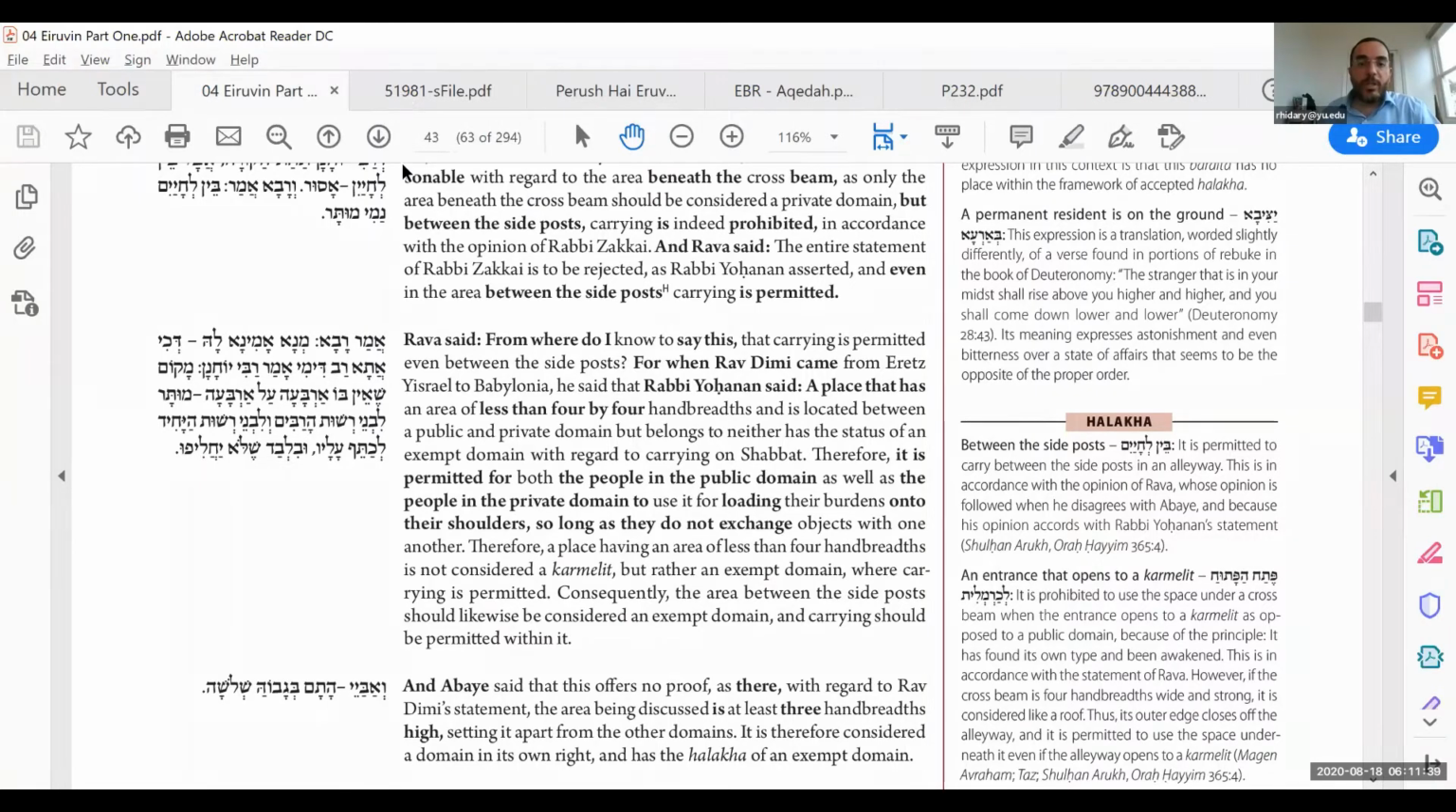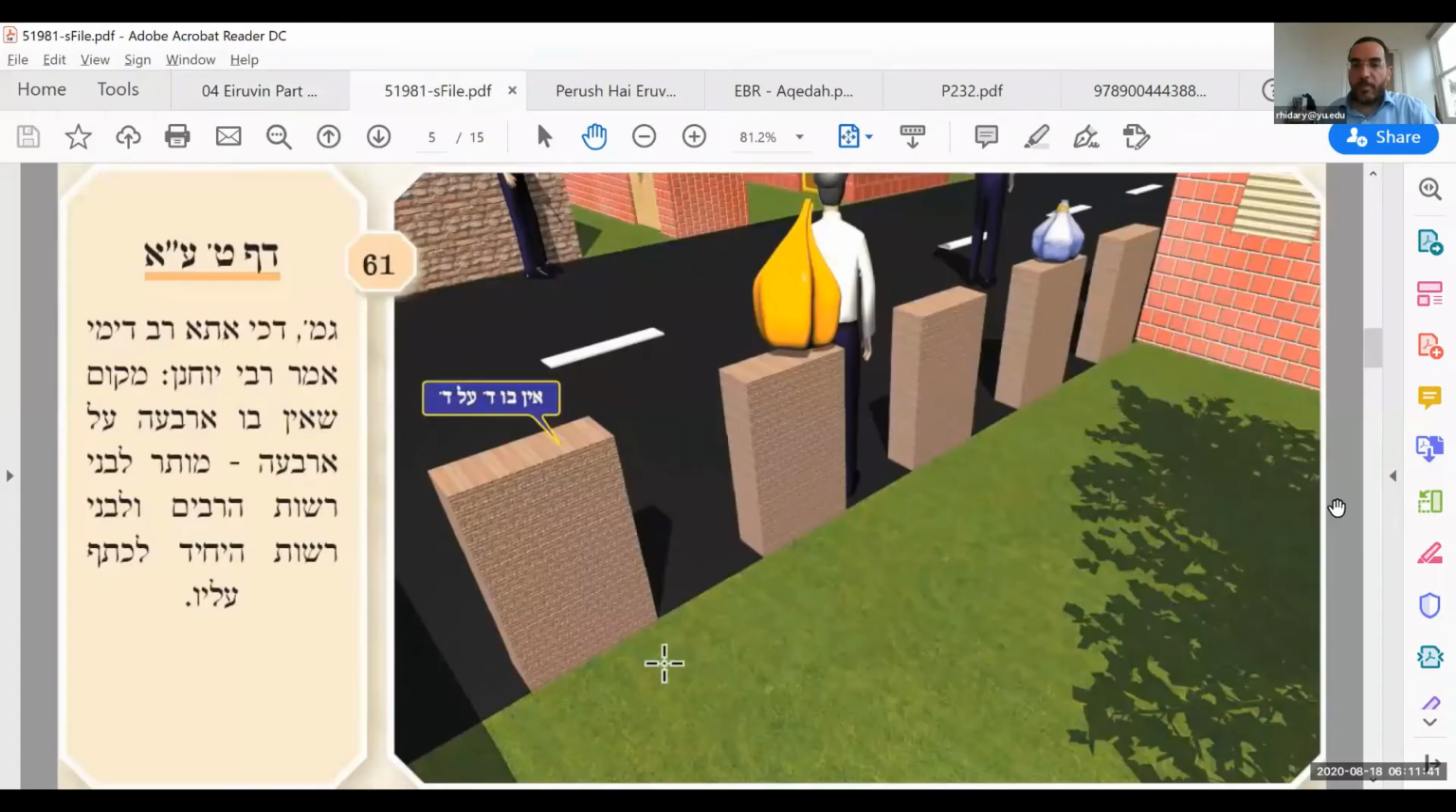So here, this is a case like this. You have a private domain or mavoy, and you have a reshut harabim here, and you have these items here, these little posts, and each one is smaller than 4 by 4. This is called makom patur.